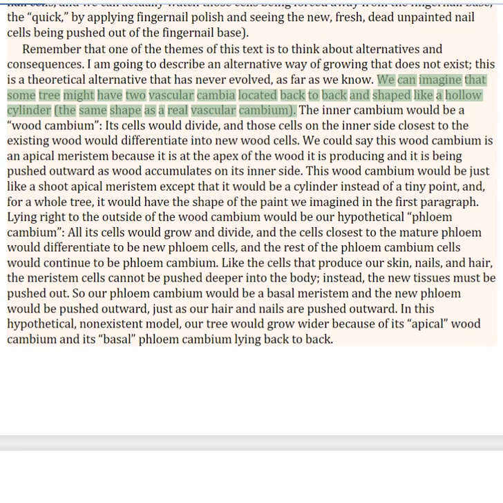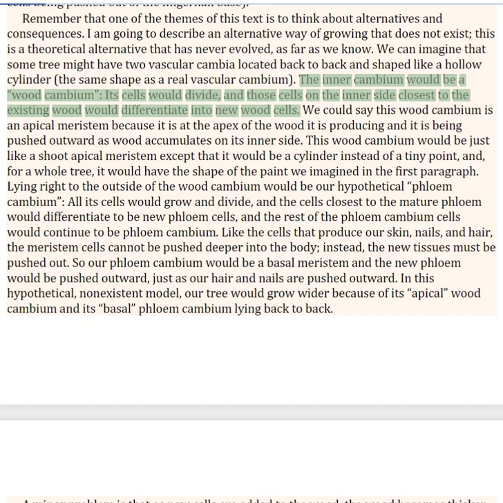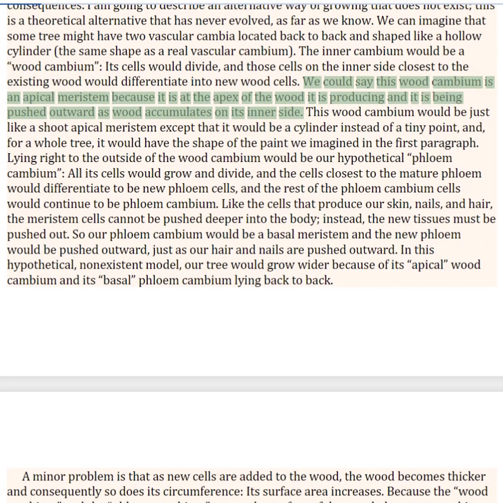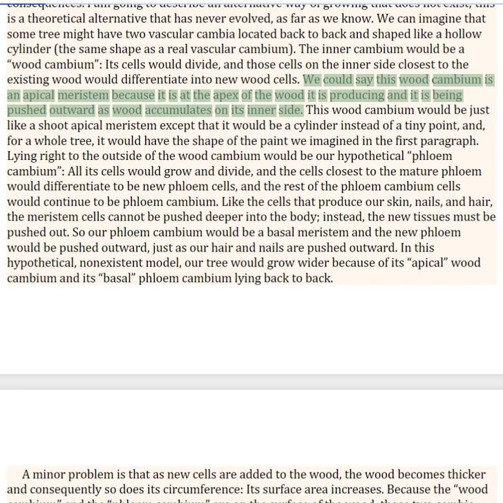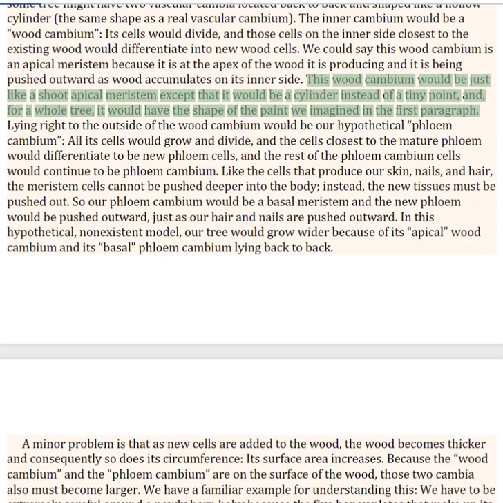We can imagine that some tree might have 2 vascular cambia located back to back and shaped like a hollow cylinder. The inner cambium would be a wood cambium, its cells would divide, and those cells on the inner side closest to the existing wood would differentiate into new wood cells. We could say this wood cambium is an apical meristem because it is at the apex of the wood it is producing and it is being pushed outward as wood accumulates on its inner side. This wood cambium would be just like a shoot apical meristem except that it would be a cylinder instead of a tiny point, and, for a whole tree, it would have the shape of the paint we imagined in the first paragraph.